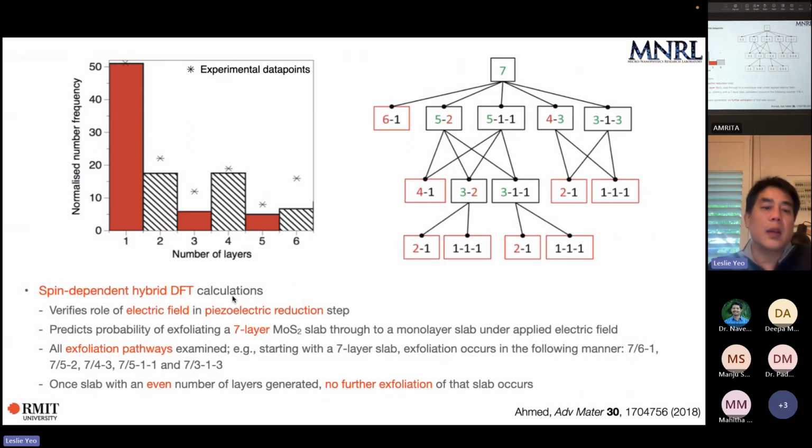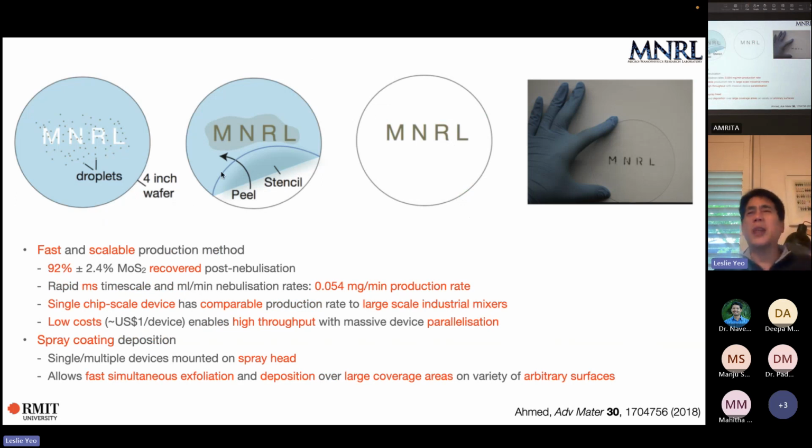And we also try to do DFT calculations. The simulations can also show that you get these even-odd asymmetry in the number of layers. Okay, and then the rest of that was fun and games because it's a nebulized aerosol form. You can think about spraying and spray coating these materials as electrodes, patternable electrodes, and things like that.